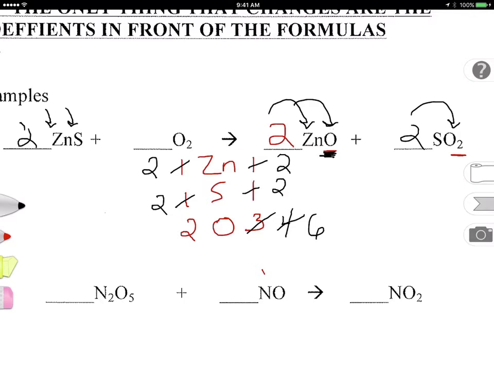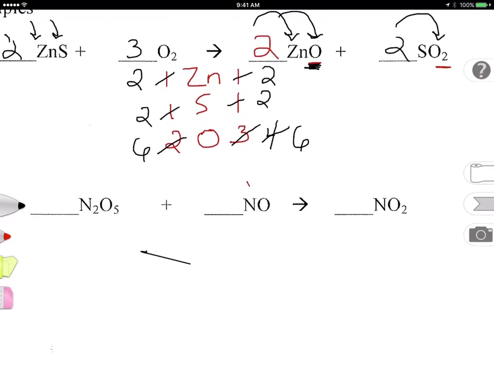And so I've got my O2, and I need a total of 6. So that would make this a 3 O2, and that would change that to a 6. So I've got 2, 2, 2, 2, 6, 6, all the same on all sides. It's good. It's balanced. Okay. That was a little bit more of an involved one. Okay, let's make it a little bit easier here now that you kind of see the general pattern for this.